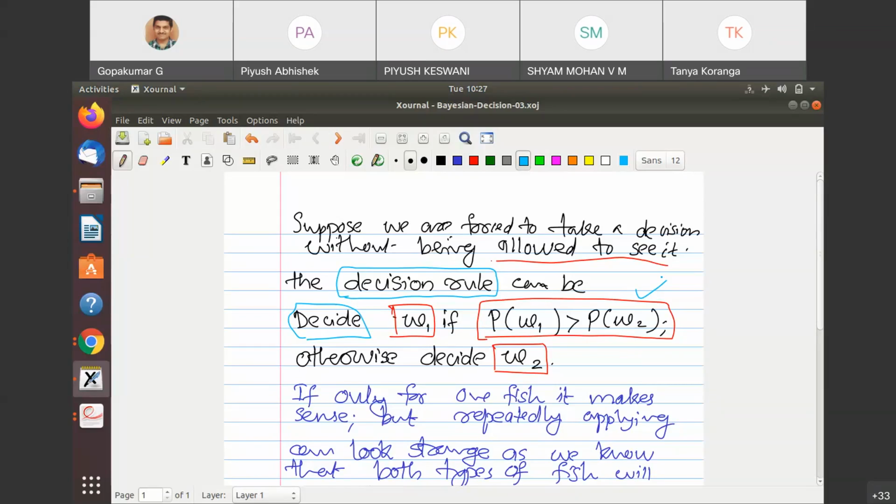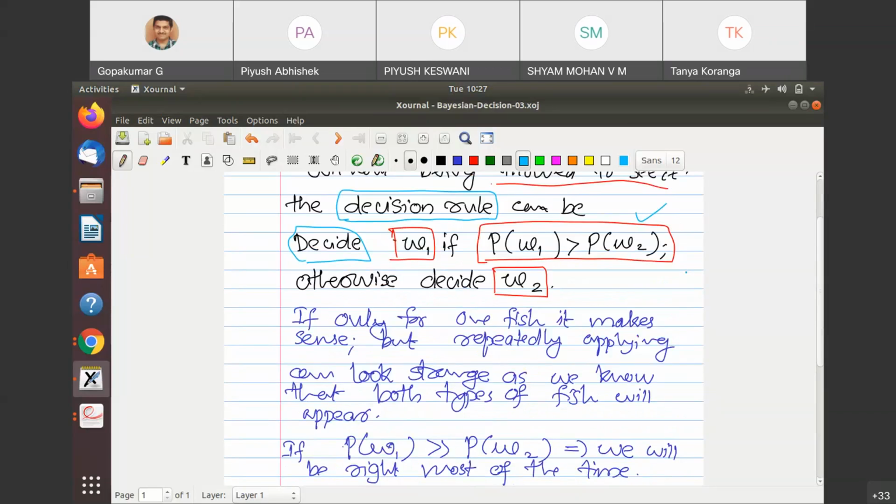Here we are assuming that the prior probabilities are given, otherwise you will not be able to formulate such a decision rule. A very interesting thing is, suppose you are given these values and asked to predict. If it is one fish or two fish, then most probably your prediction will be correct. But suppose 100 fishes are coming repeatedly and you use the same rule to make each prediction, it is going to be a wrong prediction many times.